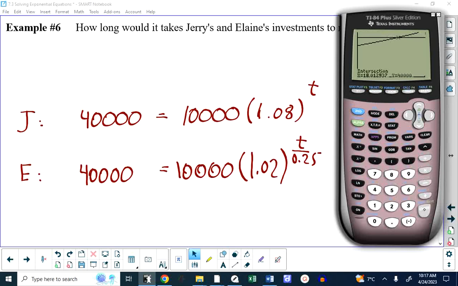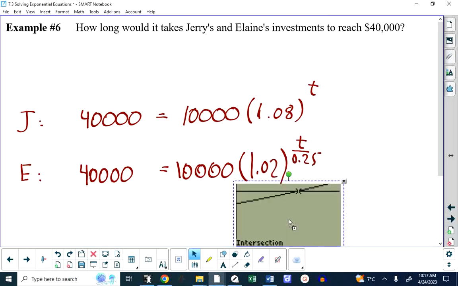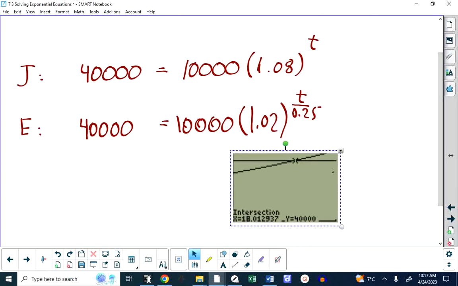So the mathematical solution to this equation is 18.01 years. What is the answer to the question? It's 19 years. Because at 18 years, it hasn't reached 40,000 yet. And Jerry doesn't get interest at the 0.01 year mark.